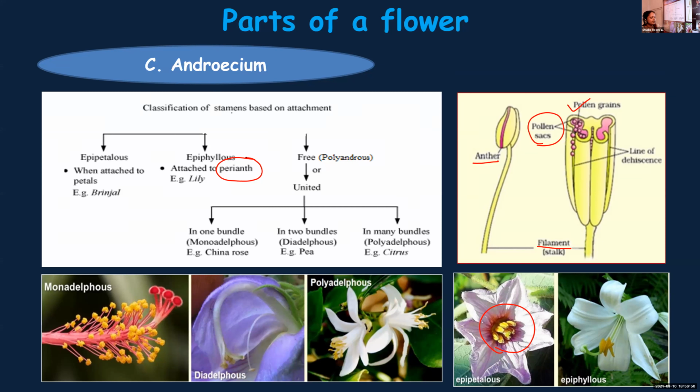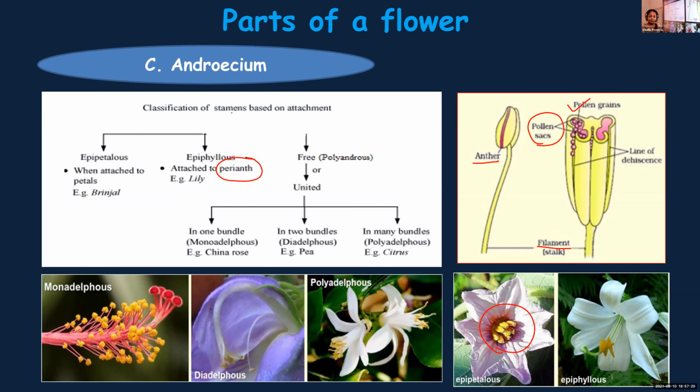Yes, Emmeline. When petals and sepals are not distinct from one another, we cannot differentiate both. So petals and sepals, when they are not distinct, you call them as perianth. So when the stamen is attached to the perianth, then you call it as epiphyllous stamen. So epipetalous and epiphyllous, two types of stamens.